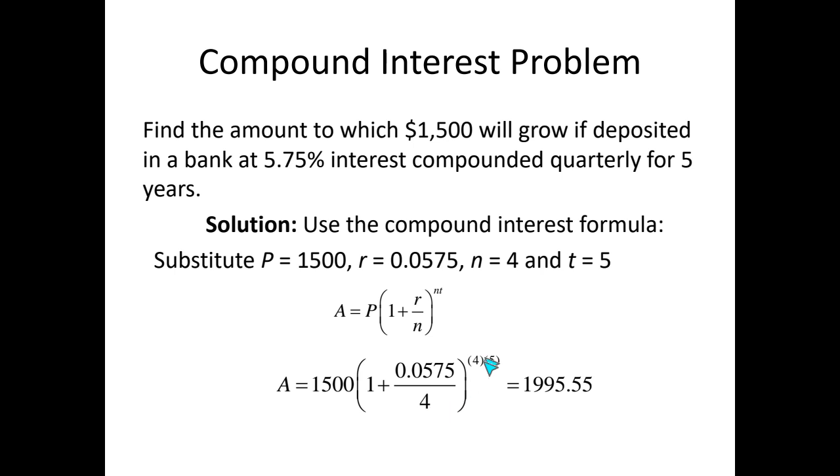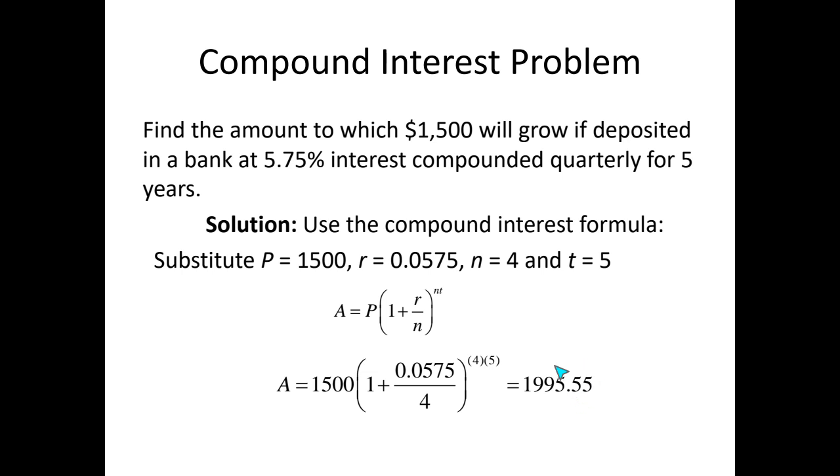My recommendation is that when you're doing these problems, you don't want to round until the very end. So when you enter 0.0575, I would divide it by 4, plus 1, and then raise it to the 20th power. Whatever you see on your calculator screen, I would use the whole number, and I would just press times 1500. Then at the end, you do want to round to 2 decimals since you're talking about money.